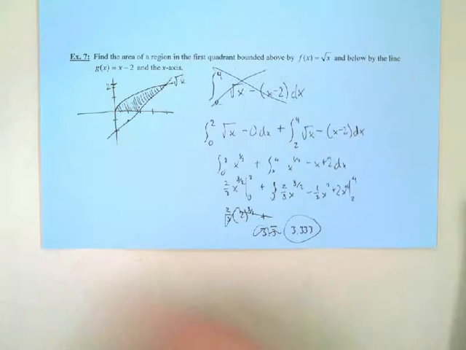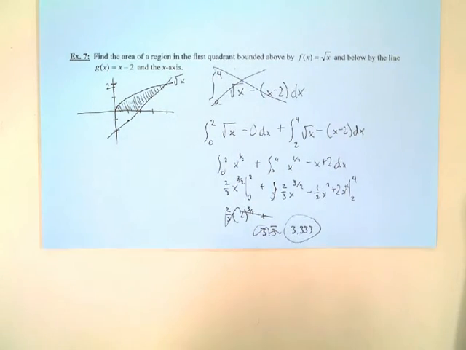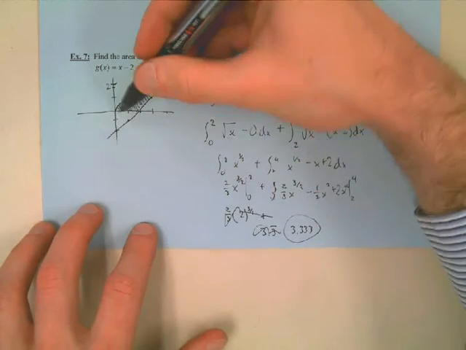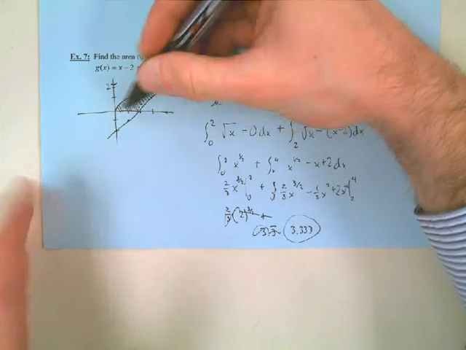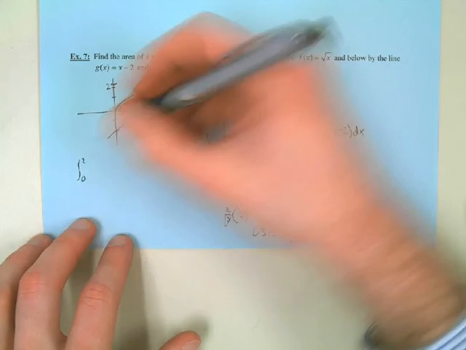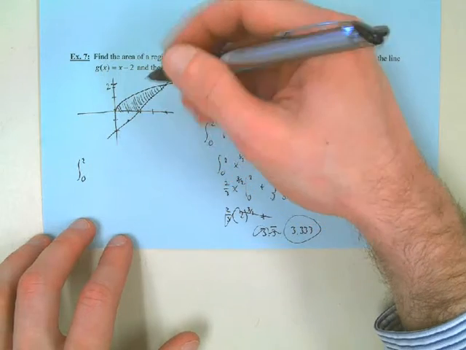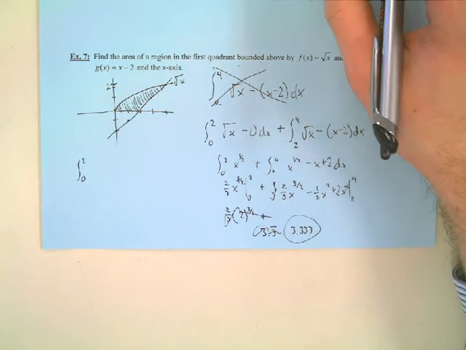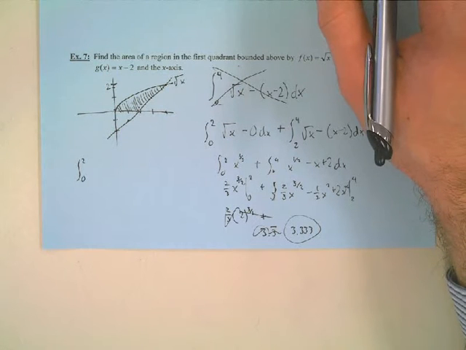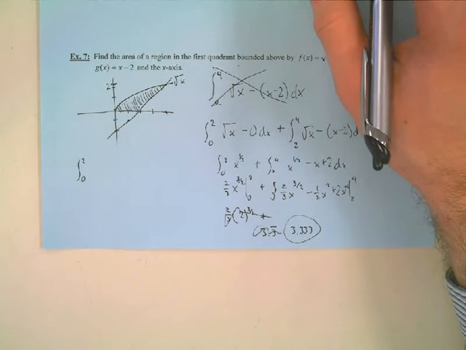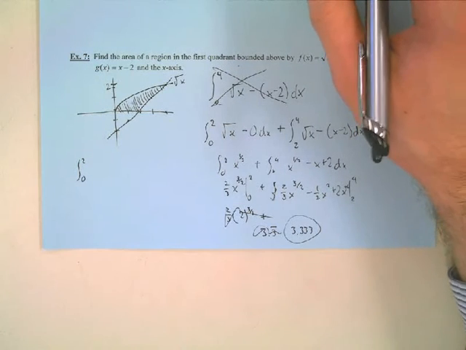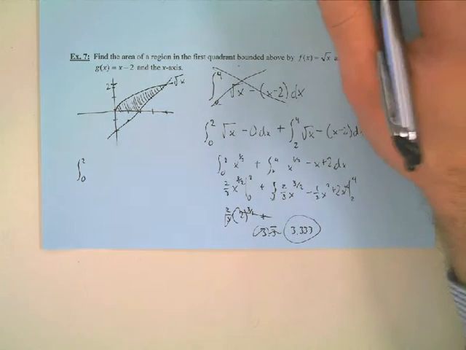So if we did this in terms of y, we would not be integrating from 0 to 4, or 0 to 2 and 2 to 4. We would be integrating from 0 to 2, right? From 0, the bottom, up to 2. And instead of doing top curve minus bottom curve, with respect to y we would do right minus left. Rightmost minus leftmost, because right is more positive and left is more negative. So it would be rightmost curve minus leftmost curve.